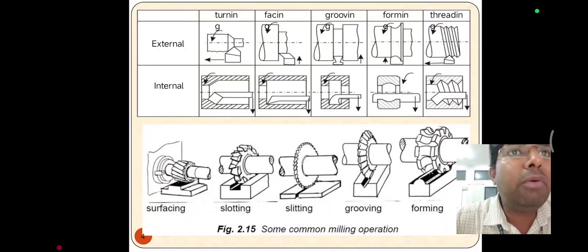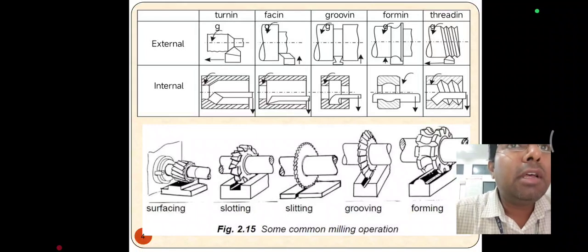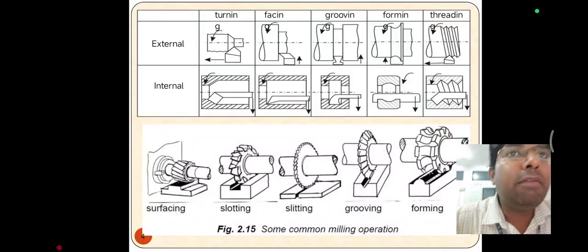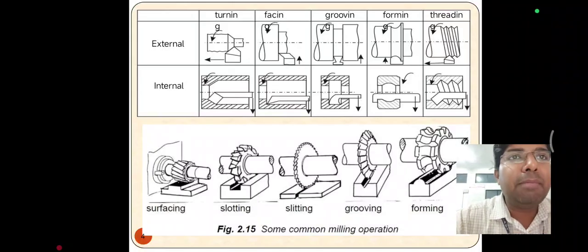First, we have external threading, which involves cutting threads on the outside of a workpiece. This is essential for creating screws and bolts. Next is internal threading, where we cut threads inside a hole, allowing for nuts and other threaded connections. Then there is the forming process, a process that shapes the material by plastic deformation, often used for creating threads without removing the material.